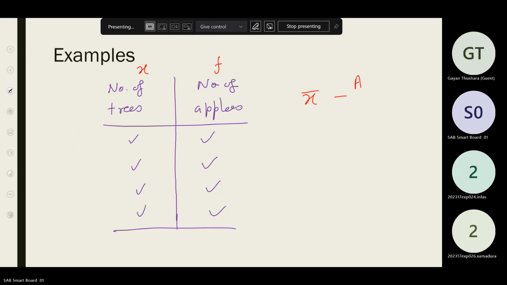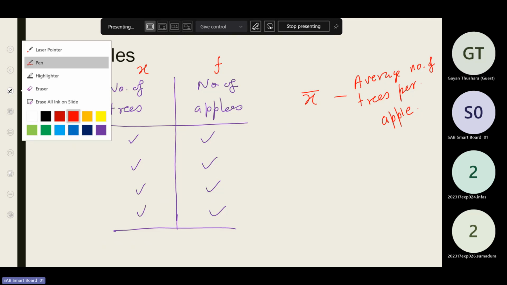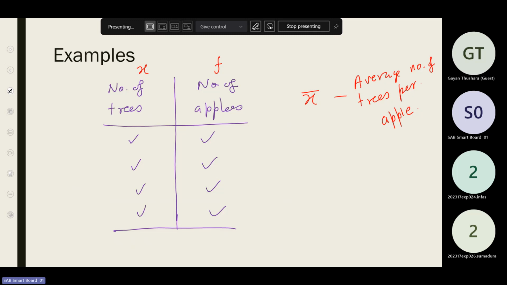Average number of trees per apple. That's what we get if we take X and F this way, right? Our X is the number of trees, and we divide by the total frequency, the total number of apples. So then you have to say, okay, is this okay? Then I'm going to take the other way around and check what you get. Whichever one sounds good, you take that way.